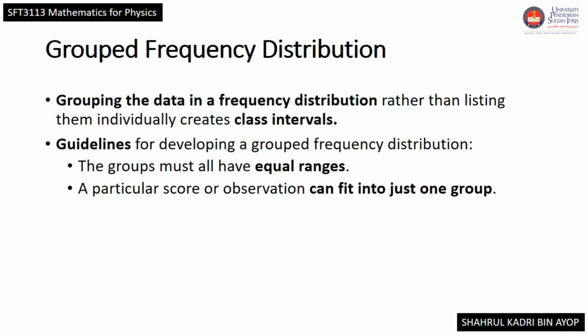Before this, we learned about frequency distribution. So for group frequency distribution, we group the data into class intervals. The guidelines for developing a group frequency distribution: first, the groups must have equal range, and a particular score or observation can fit into just one group.